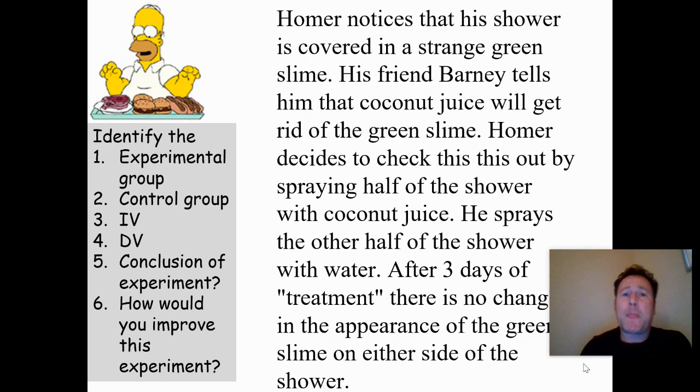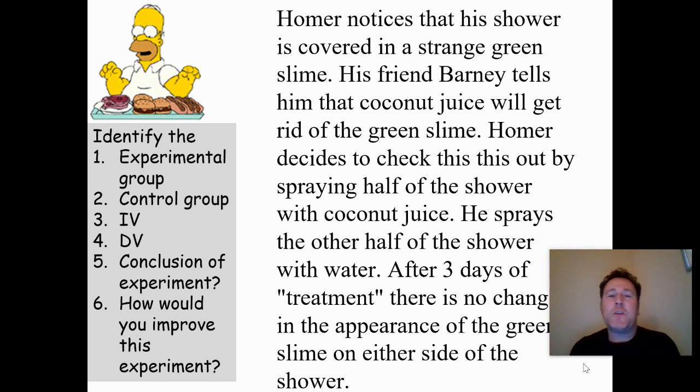Let's try another. Homer notices that his shower is covered in a strange green slime. His friend Barney tells him that coconut juice will get rid of the green slime. Homer decides to check this out by spraying half the shower with coconut juice. He sprays the other half of the shower with water. After 3 days of treatment, there is no change in the appearance of the green slime on either side of the shower.